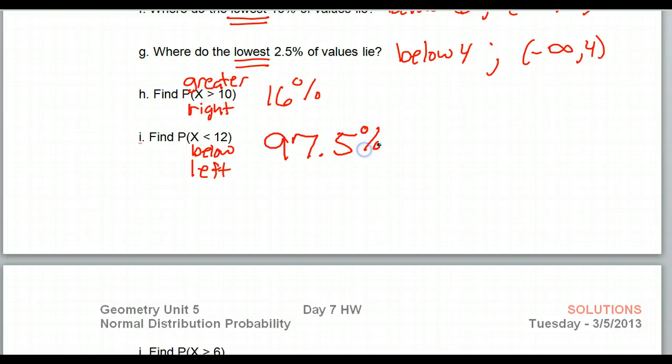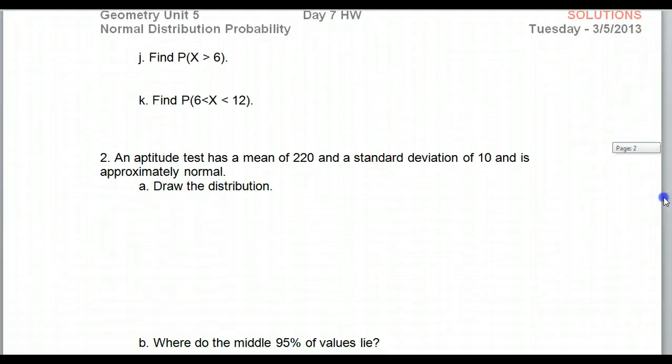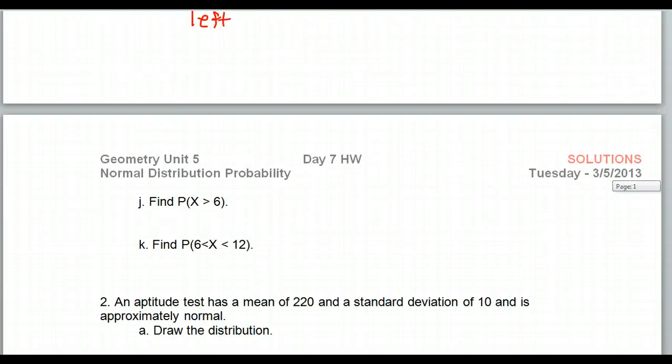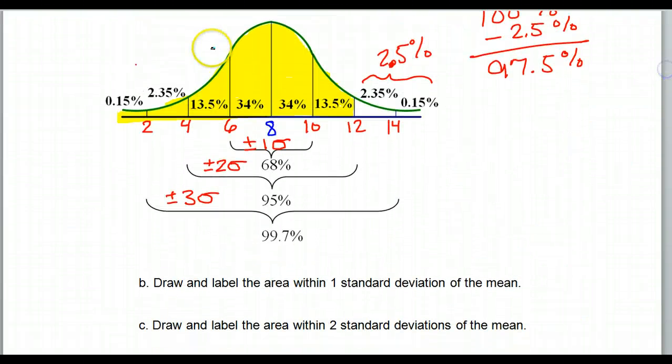97.5. Please don't forget your percent. If it's a percent, you have to write percent, or it's a completely different answer. Okay, let's keep going. Find the probability of picking a value that is greater than 6. Okay, greater than 6. Well, here's 6, so let's do that. So greater than 6 would be to the right of 6, like this.